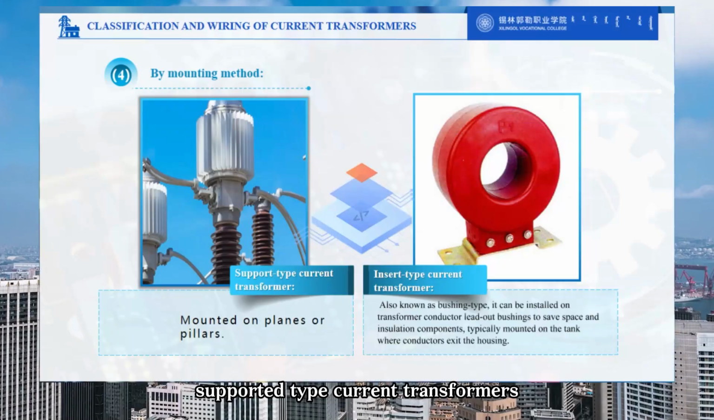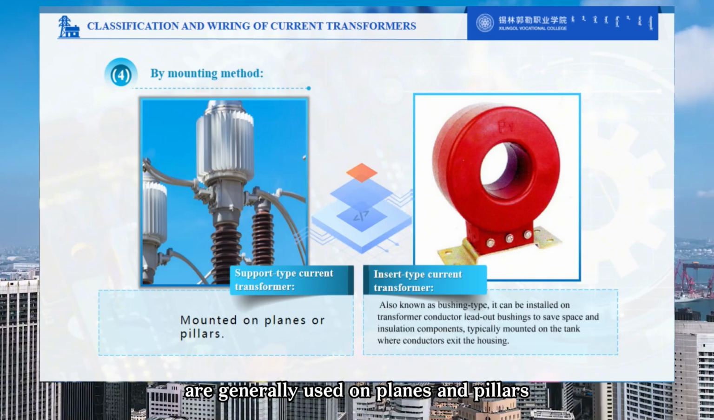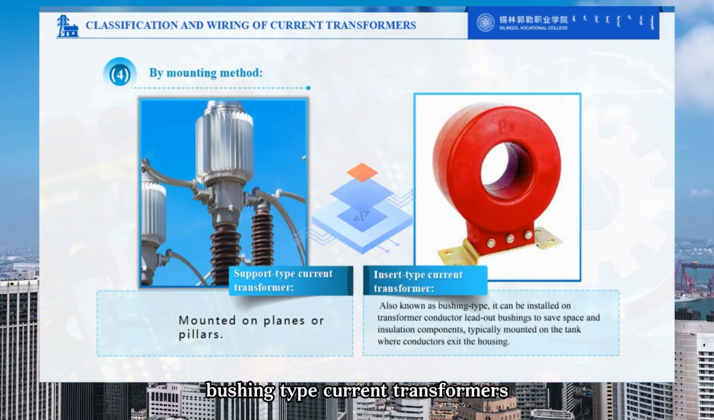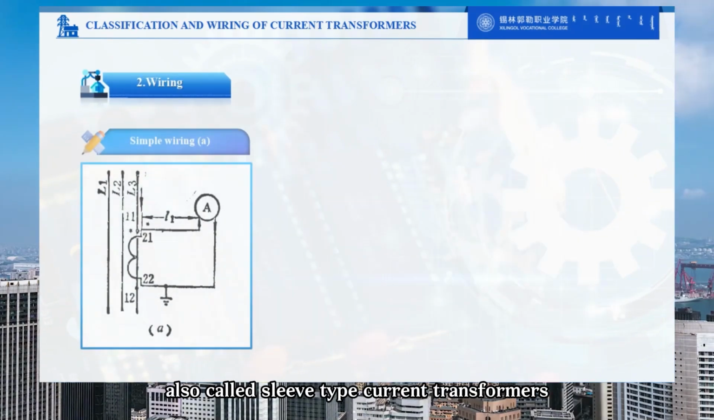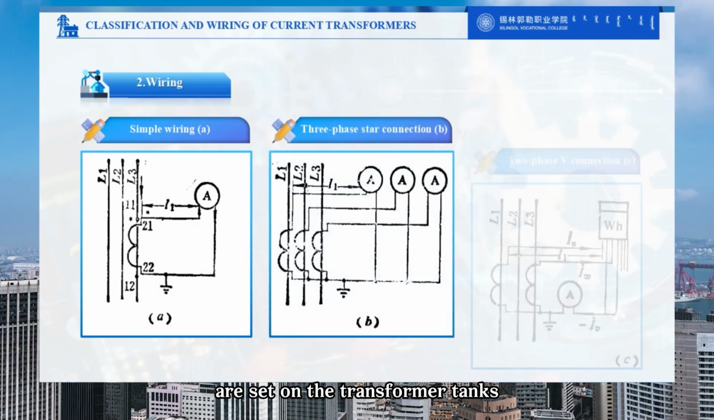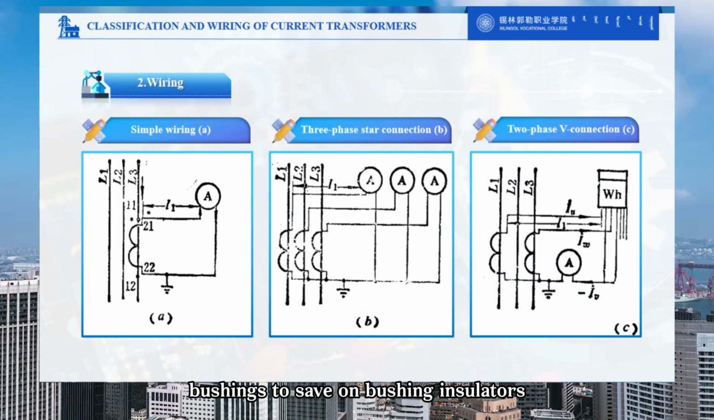Supported-type current transformers are generally used on planes and pillars. Bushing-type current transformers, also called sleeve-type current transformers, are set on the transformer tank's bushings to save on bushing insulators.